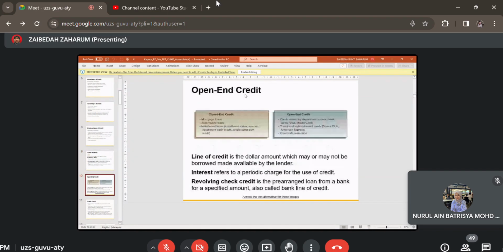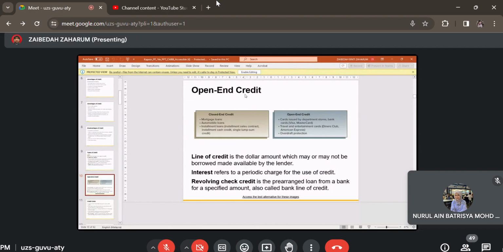Okay. Next pergi pada open end credit. Okay. So nampak dalam kotak tadi, close end credit kita ada mortgage loan, automobile loan, installment loan. Okay. Itu adalah close end credit. Dia ada tempoh dan ada tadi payment in equal amount. Okay. Lagi satu credit ni tadi, types of credit ialah open end credit. Okay.